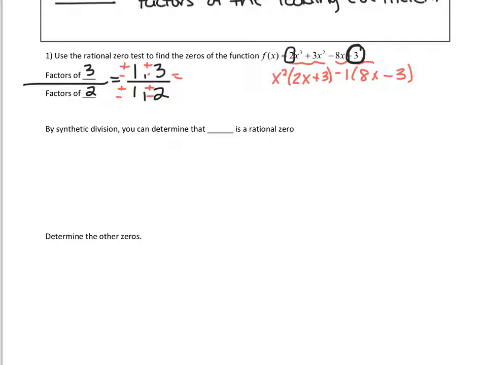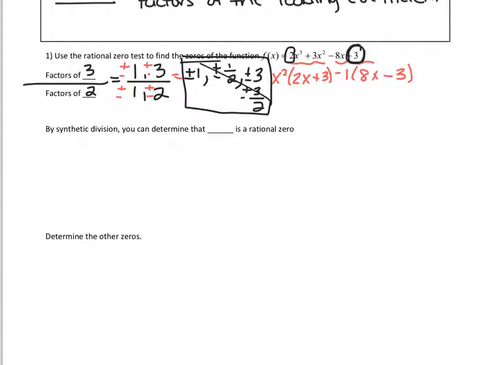We're going to divide 1 by 1 and 1 by 2. So 1 divided by 1 is 1, so that's one factor, plus or minus 1. And then 1 divided by 2, so the other factor is plus or minus a half. Now we'll do the same thing with the 3. 3 divided by 1 is 3, so plus or minus 3. And the last one will be 3 divided by 2, which is 3 halves. So the last factor is plus or minus 3 halves. So these right here are all of the possible rational zeros.